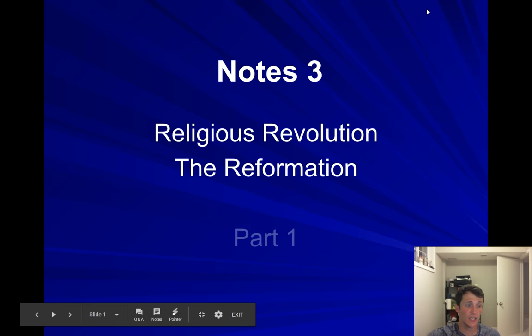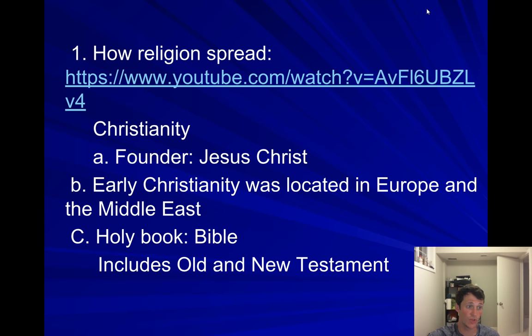So we talked about how the religion spread, right? You watched that video with Mrs. Kipperman. You learned that early Christianity, as I showed you on the map, was located mostly in Europe and partly in the Middle East. It came out of the Middle East, right? Jesus came out of what is Jerusalem and the modern Middle East anyway. The Holy Book is the Bible, which includes the Old Testament and the New Testament, whereas Judaism only really buys into the Old Testament, right?